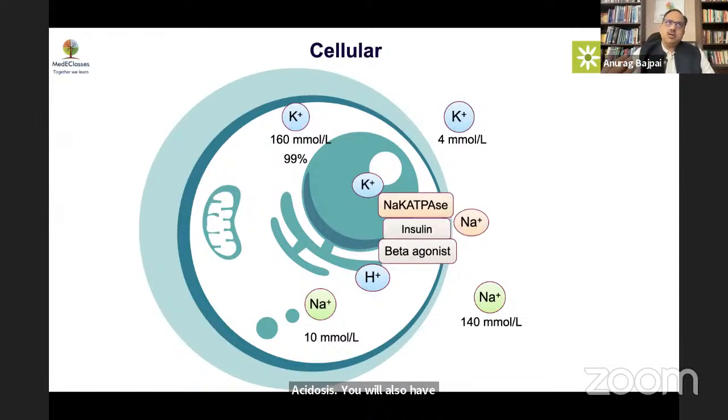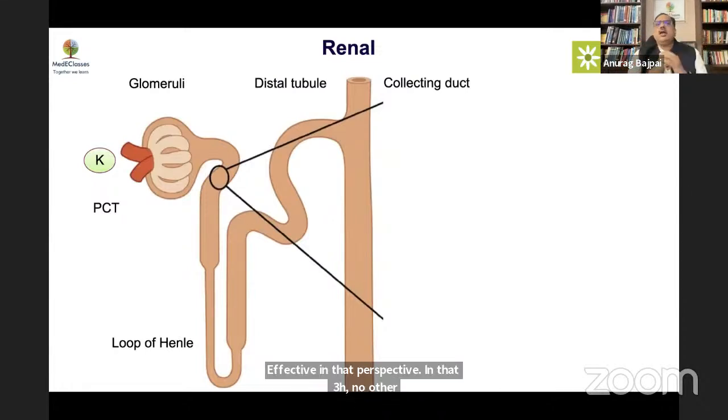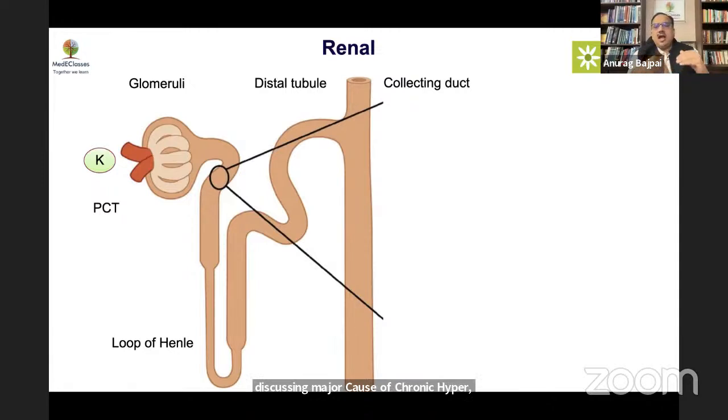Now, beta agonists also activate the sodium potassium ATPase channel, and they will help out in terms of treatment of hyperkalemia. They will push your potassium inside the cells, and that's what makes them effective in that regard. Now, as I've discussed, the major cause of chronic hyperkalemia is the lack of renal excretion. So we need to understand a bit about potassium handling by the kidneys.